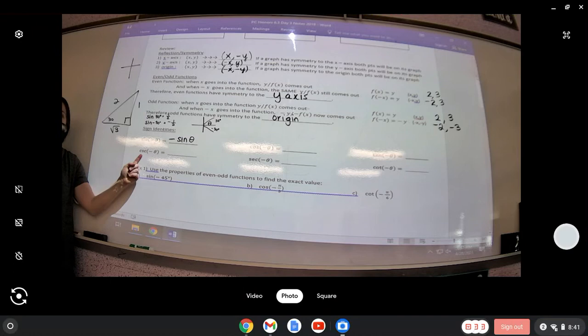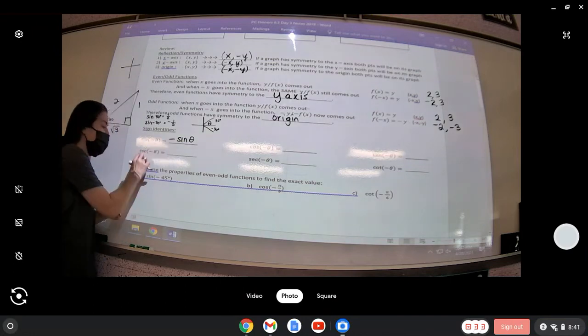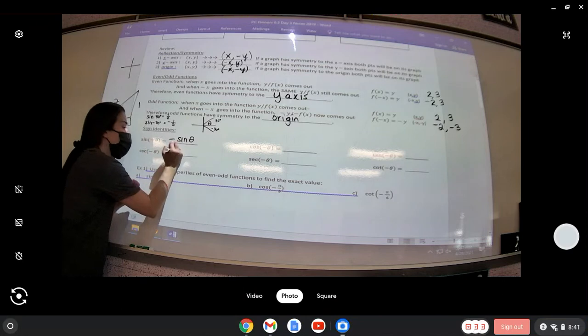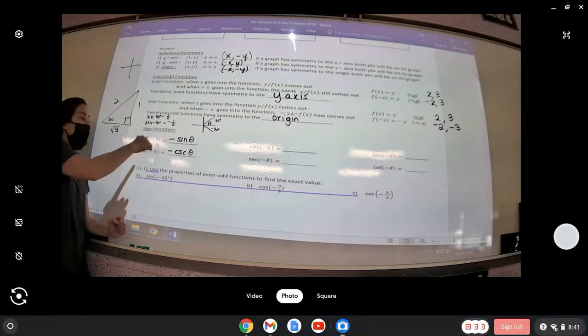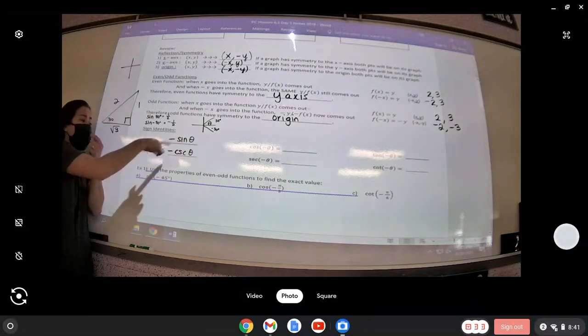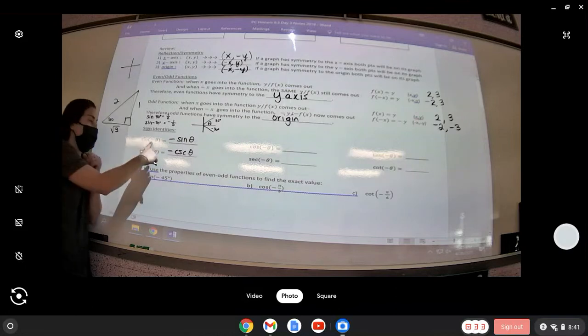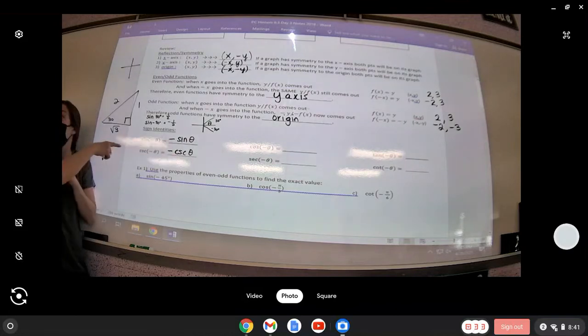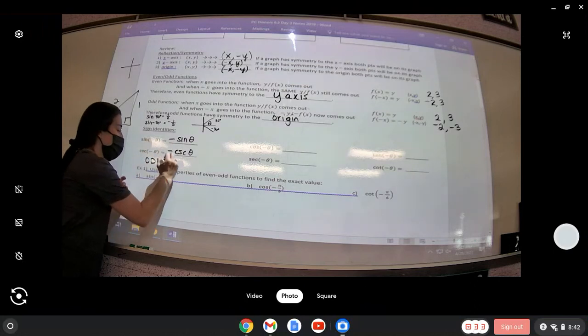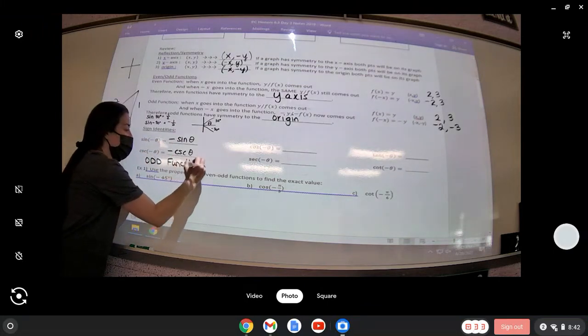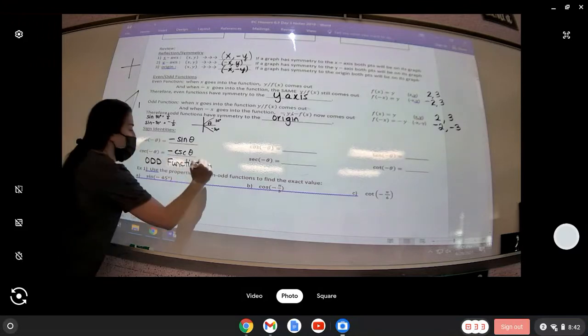Right, and since cosecant is its reciprocal, it behaves the same way. So the cosecant of the opposite of theta will equal the opposite of cosecant theta. So if the opposite of theta goes in, and the opposite of that ratio comes out, is that even or odd function behavior? The opposite goes in, the opposite comes out. That's odd function behavior. That means the sine and cosecant are odd functions. They will have symmetry to the origin.